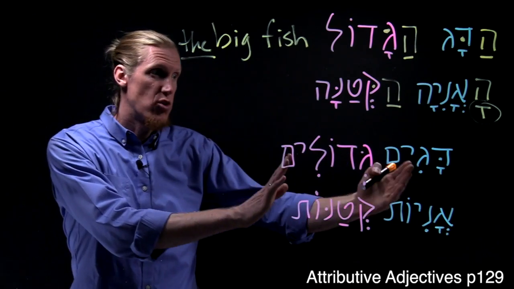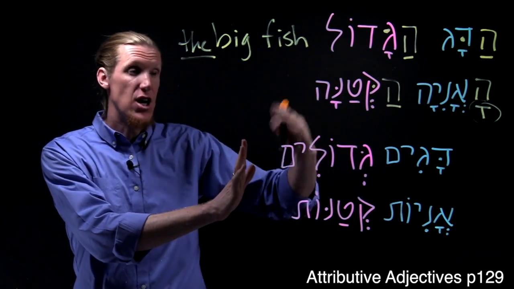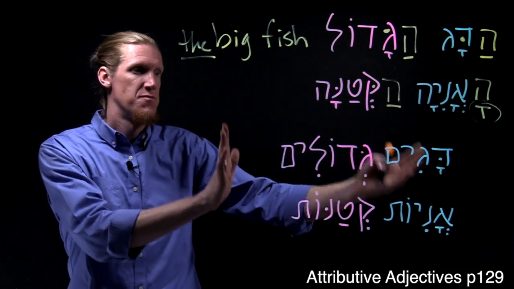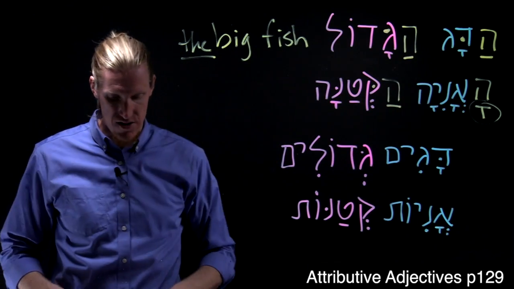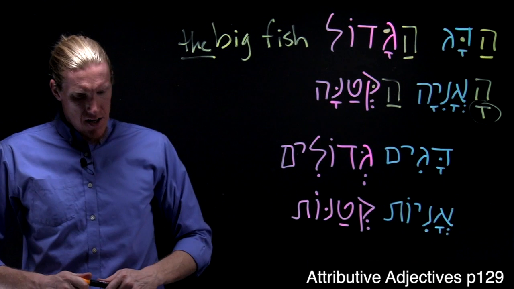So the word order in Hebrew, the attributive adjective follows the noun. That's reversed in English translation. And I think that's it.